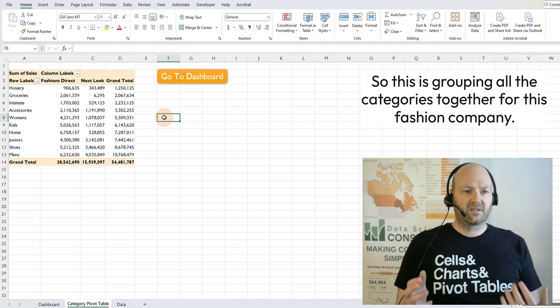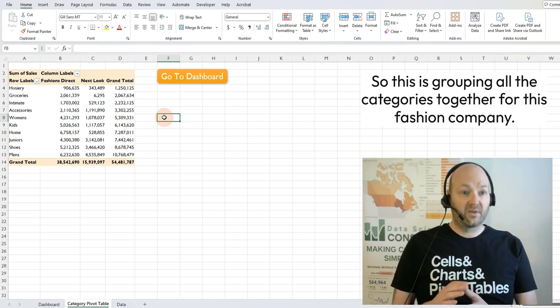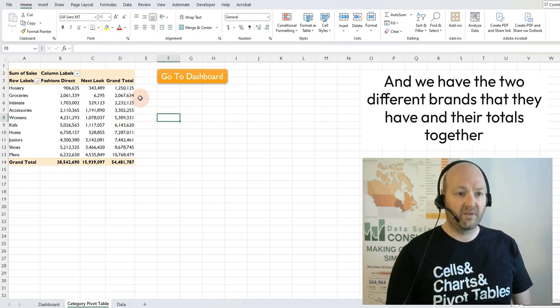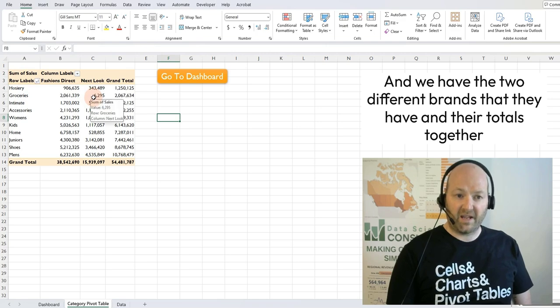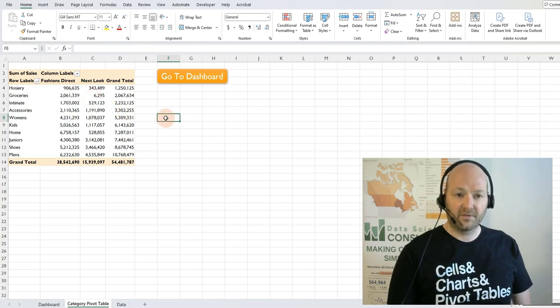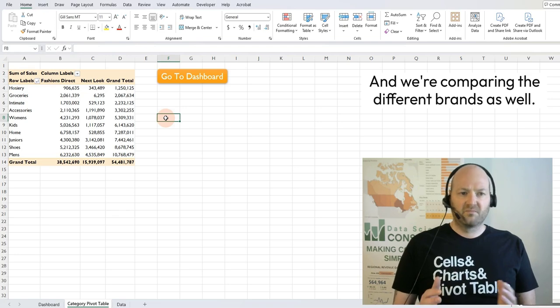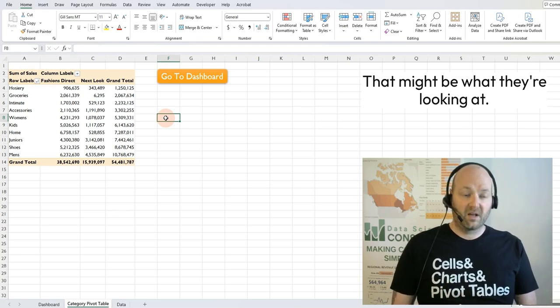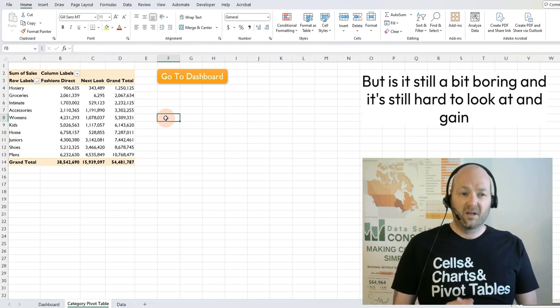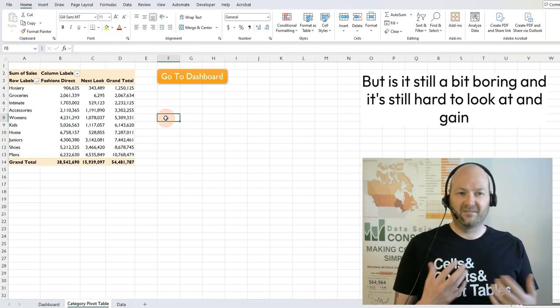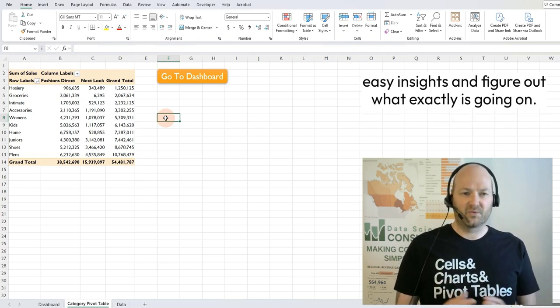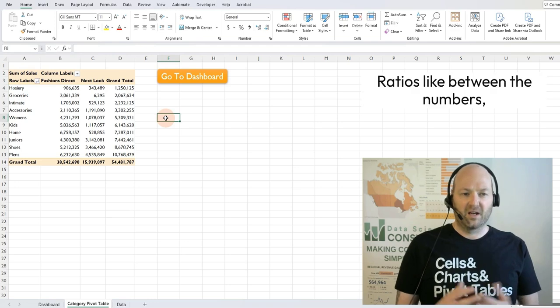This is grouping all the categories together for this fashion company. We have the two different brands that they have and their totals together, comparing the different categories to each other, and comparing the different brands as well. That might be what they're looking at. But it's still a bit boring, and it's still hard to gain easy insights and figure out what exactly is going on.